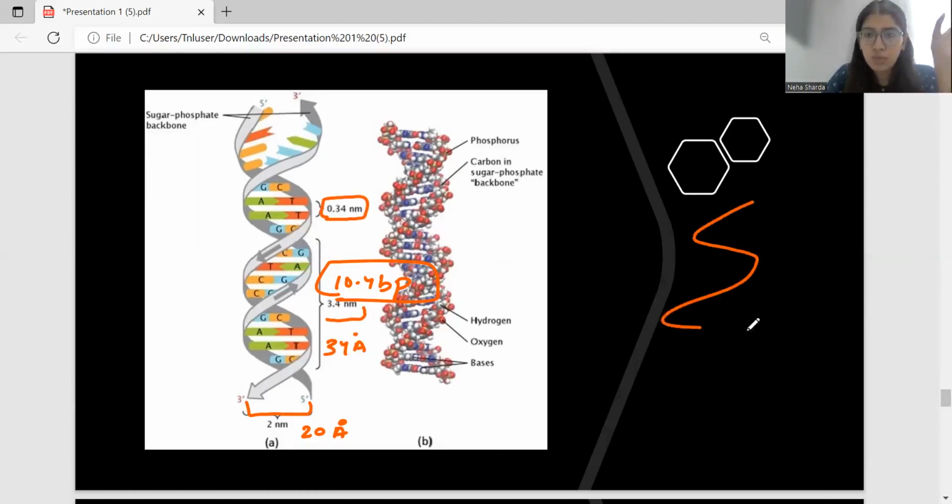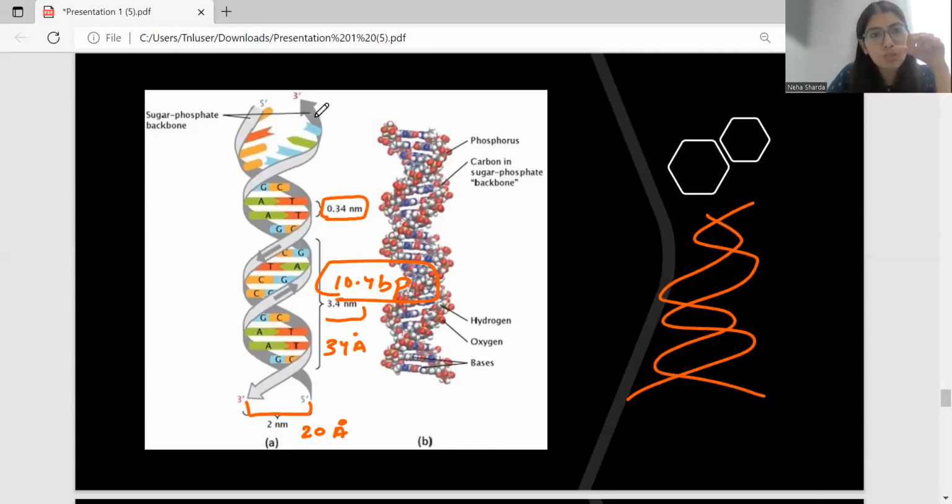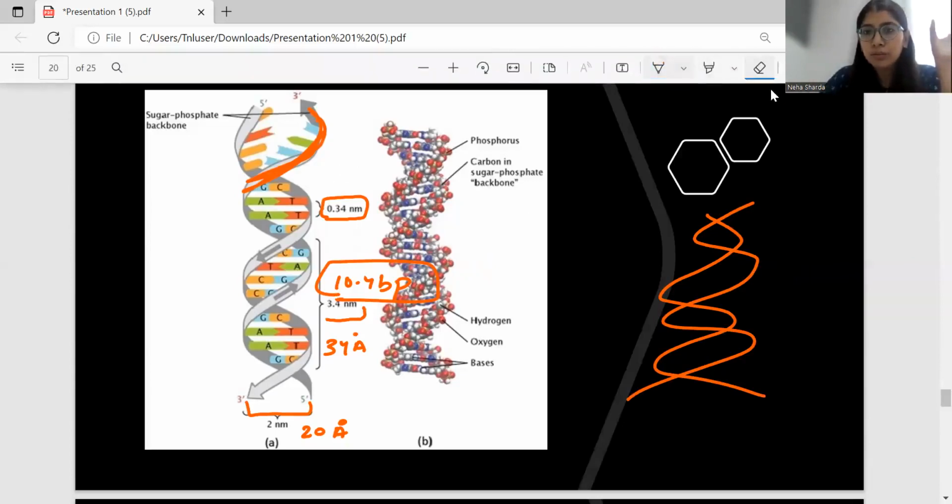So this is our DNA. This is our sugar phosphate backbone, and now it must be clear to you how this sugar phosphate backbone forms. Wait for a second.